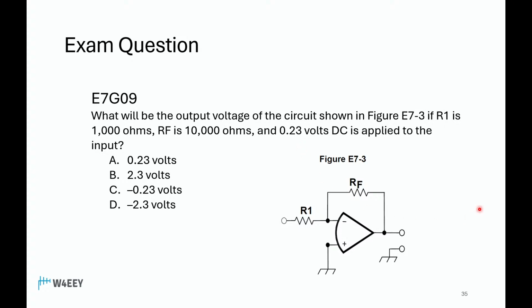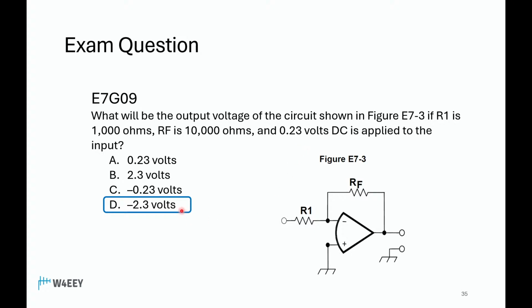Charlie, isn't it? Delta. It is delta, and let's just talk quickly through this. 10,000 divided by 1,000 is going to be a voltage gain of 10. So if we got 0.23 in, we're going to have 2.3 out. That's the voltage gain of 10.